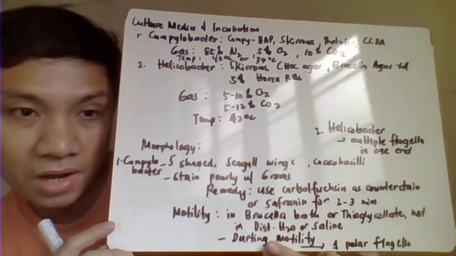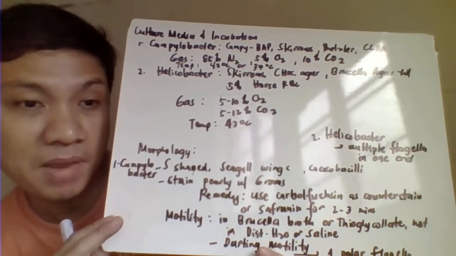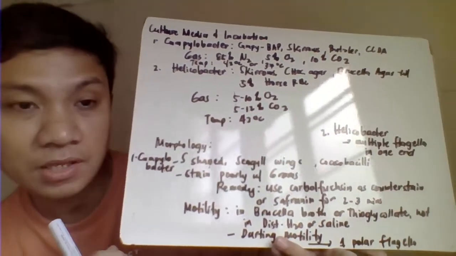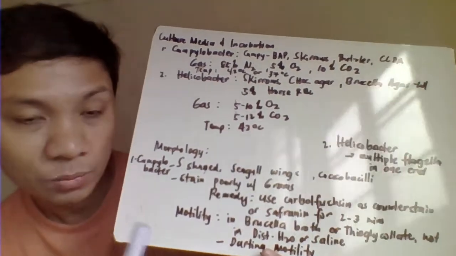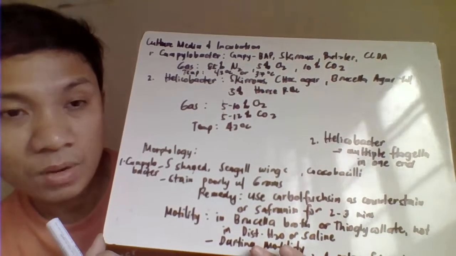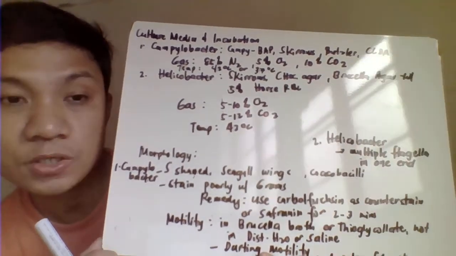Okay, we have here the morphology. So these two are gram-negative short cocobacilli. In the case of your Campylobacter, it appears to be S-shaped. It would have a characteristic seagull wings appearance. However, that one is stained poorly with our usual gram stain.